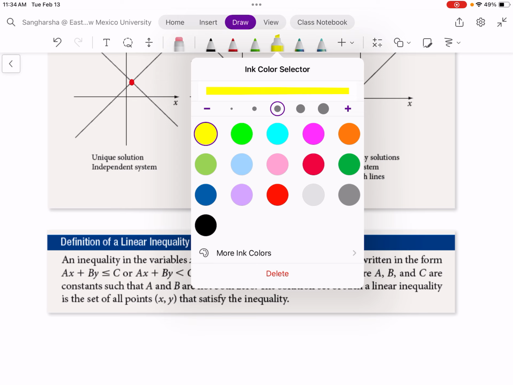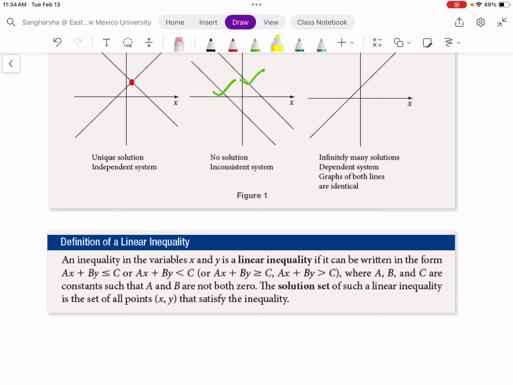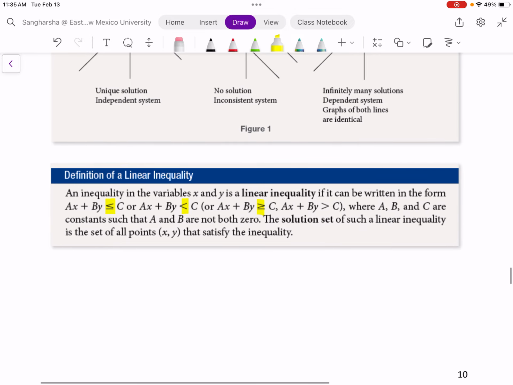So inequality means we see this less than equals to, we might see less than, greater than equals to, greater than sign. Instead of equals to, we're going to have less than, less than equals to, greater than, or greater than equals to sign.